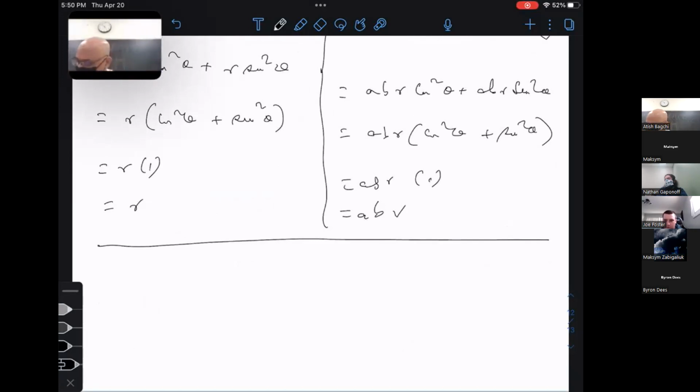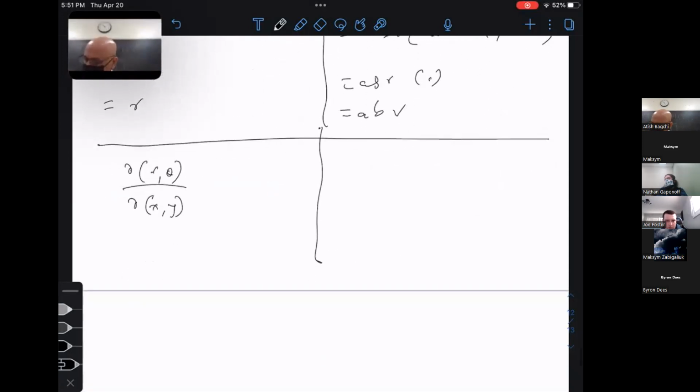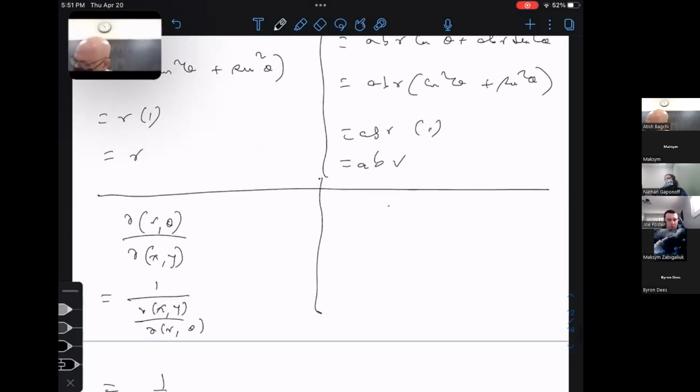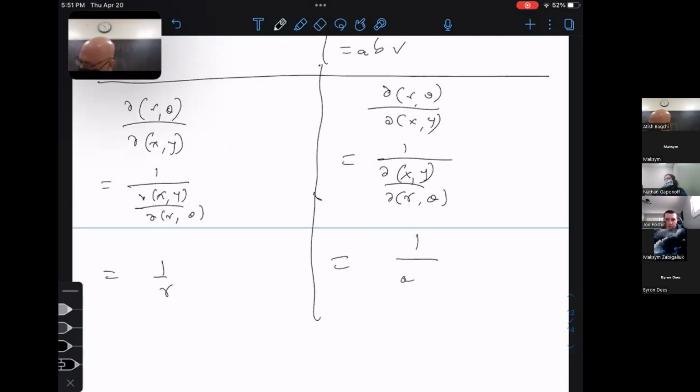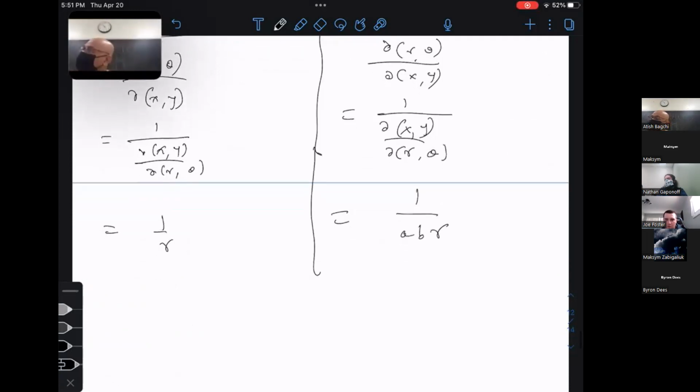Okay, so from this you conclude that del R theta over del XY, which is equal to 1 over del XY over del R theta, is equal to 1 over R. And here, del R theta over del XY is equal to 1 over del XY over del R theta, which is equal to 1 over ABR. Okay, that gives you 4 points already, but no one did it. This was on the exam, maybe 4 points.